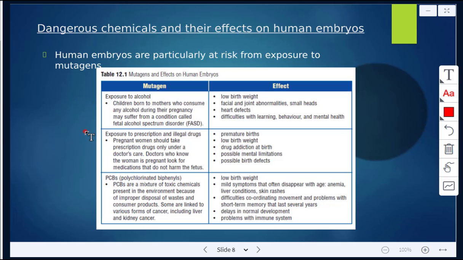Exposure to certain prescription and illegal drugs. Pregnant women should take prescription drugs only under a doctor's care. Doctors who know that a woman is pregnant look for medications that will not harm the fetus. The effects of prescription or illegal drugs are premature births, low birth weight, drug addiction at birth, possible mental limitations, possible birth defects.